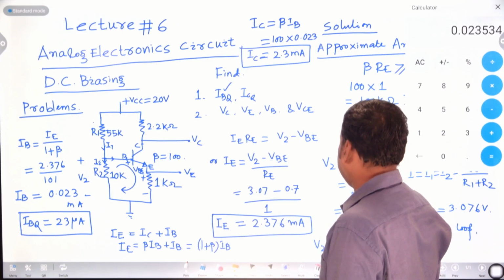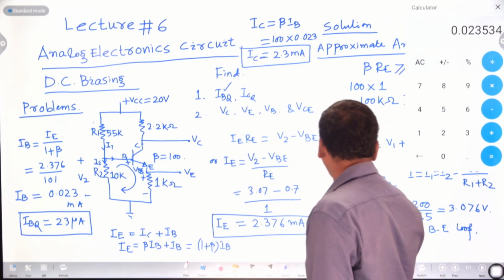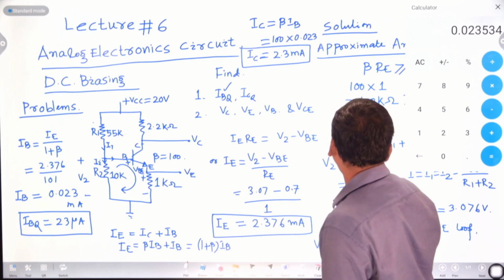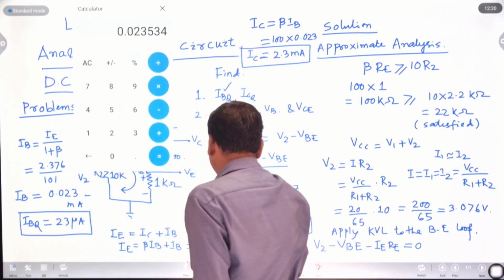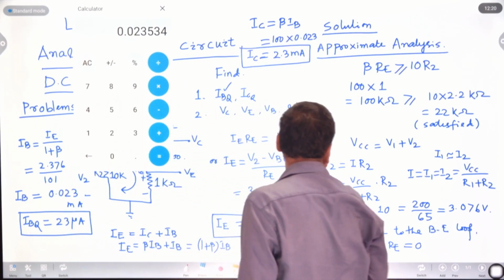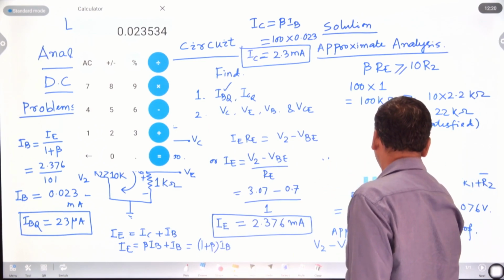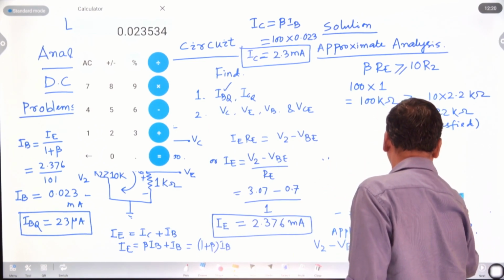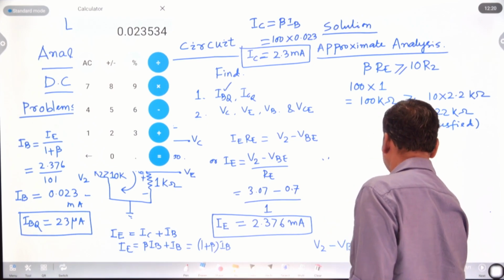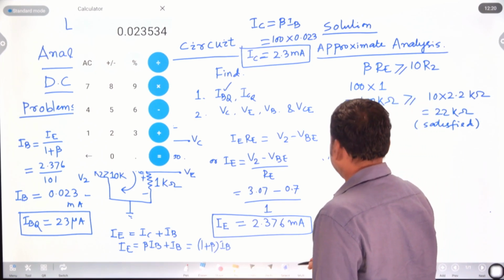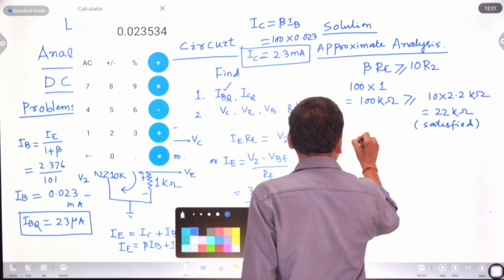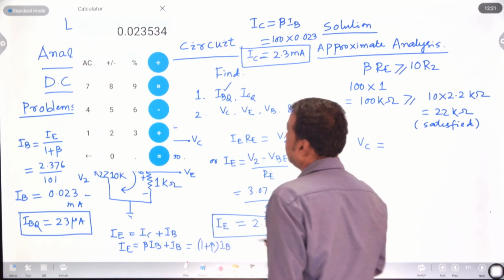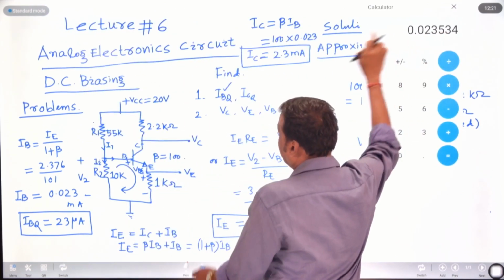Okay. Then we have to find out, that is your what? VB and VC. So then what we'll do? How to calculate VC? Okay. So we have to calculate that VC. VC is how much? VC means collector potential. So collector potential VC means what? This with respect to ground.